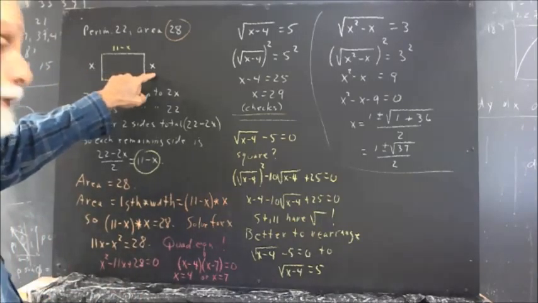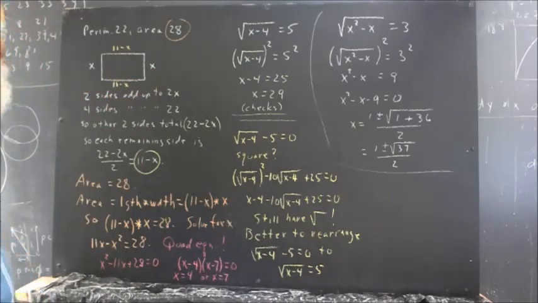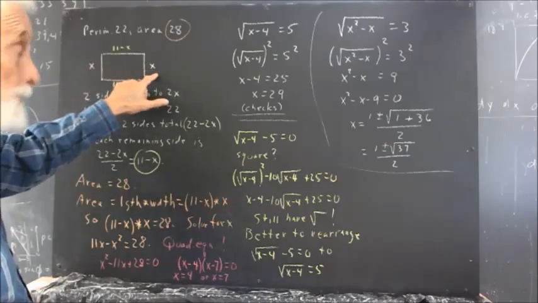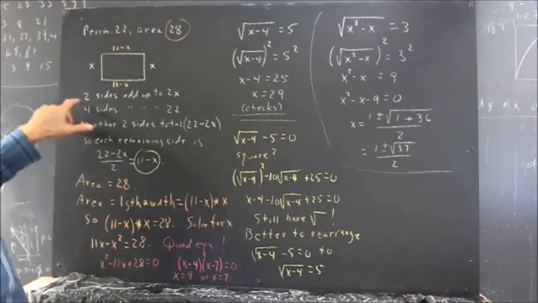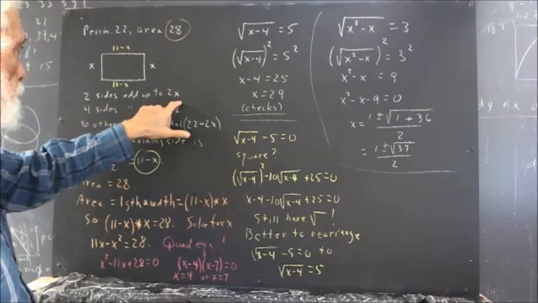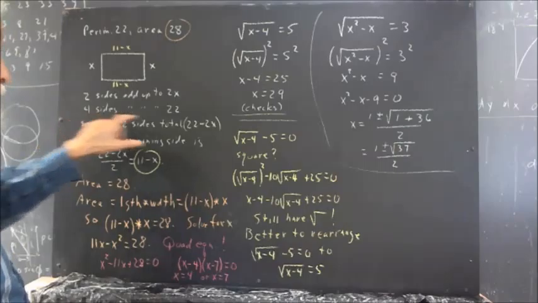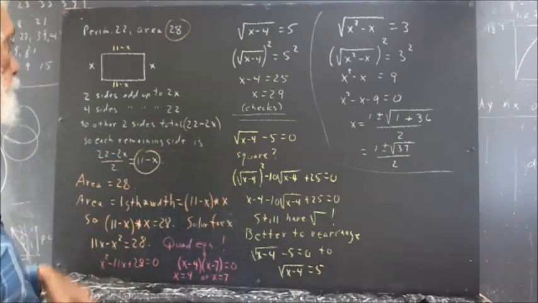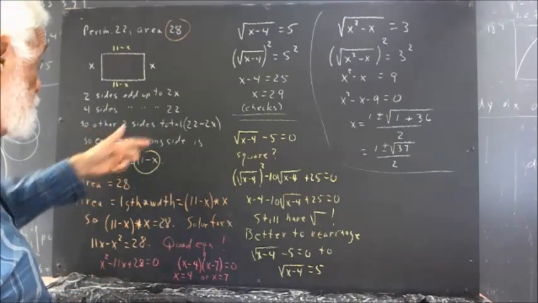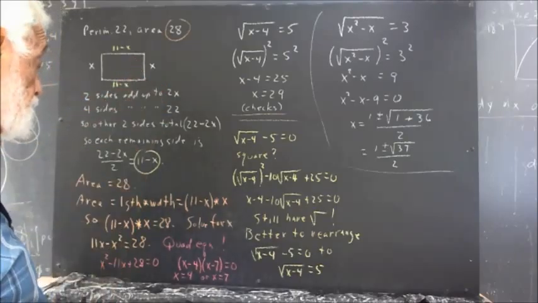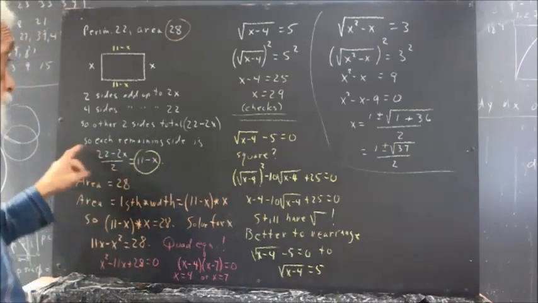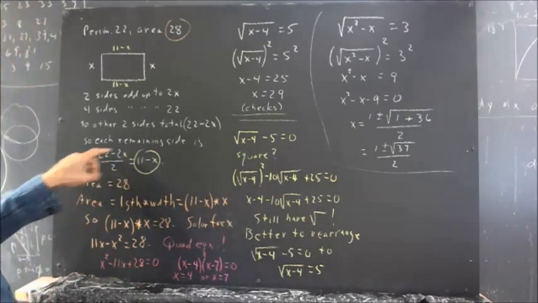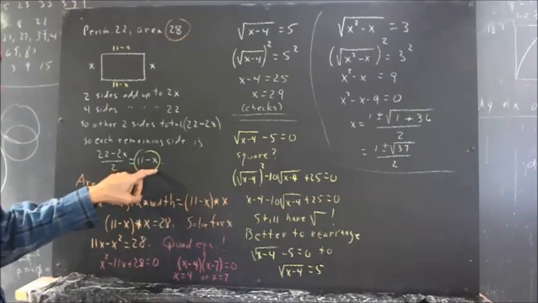Well, we know that this side is x, right? Because these two sides are of equal length. Now we know these two sides, and we know that the perimeter is 22. Okay, well, we have two sides that add up to 2x, and the perimeter being 22, the four sides add up to 22. Now, the other two sides then have to add up to what? 22 minus 2x. So the other two sides add up to this, and there are two sides, so each is going to be 22 minus 2x over 2, 11 minus x.